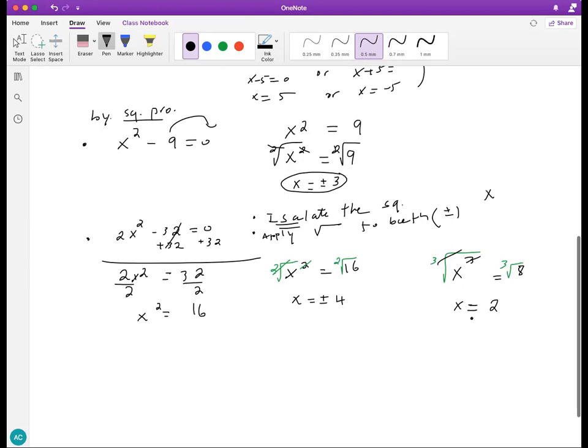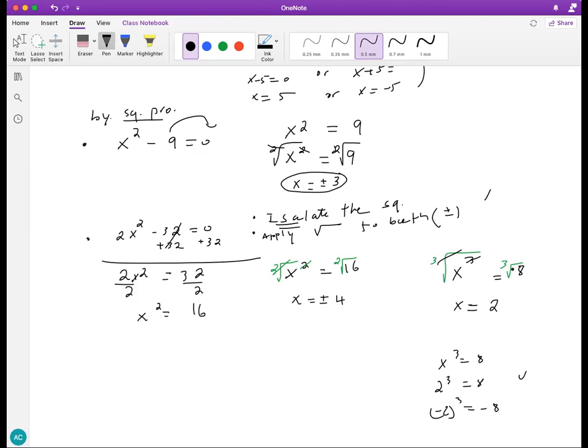X to the second or x to the third is 8. If you check 2, in fact, 2 to the third is 8. But there's no minus. If you put minus here, what do you get? If you put negative 2 to the third, what is it equal to? It will be negative 8. And that's not what we want.